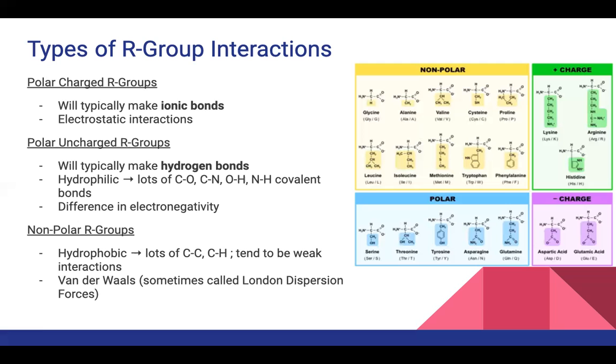Sometimes Laura will throw out an amino acid that just doesn't exist, and she'll ask, is this a polar or non-polar group? Obviously you try to find it and it doesn't exist. So if you see a lot of carbons and a lot of hydrogens, you can argue that it's non-polar. If you see a ton of oxygens in it, you can argue that it's a polar group, things like that. But non-polar groups are usually hydrophobic. Those are weak interactions that are typically van der Waals interactions, sometimes called London dispersion forces.